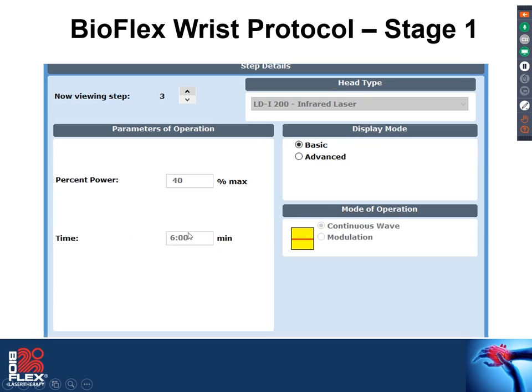For the laser probe, we usually set it at 40%. That's about 75 milliwatts. The time will vary. We usually use about 6 minutes in total. Now remember, we're holding that laser probe, depending on what we're treating, anywhere from a few seconds on an interphalangeal joint to 10 to 15 seconds over the carpal tunnel.